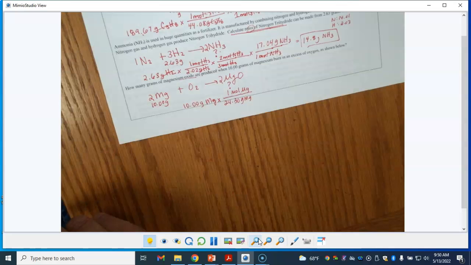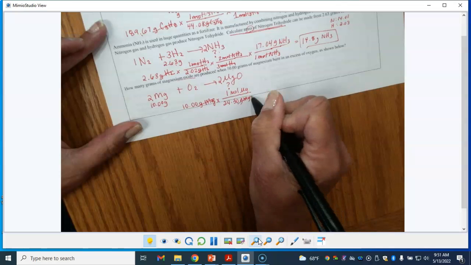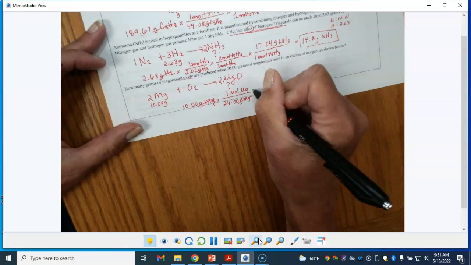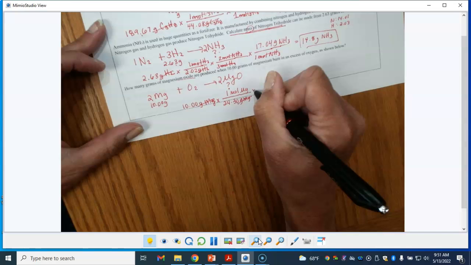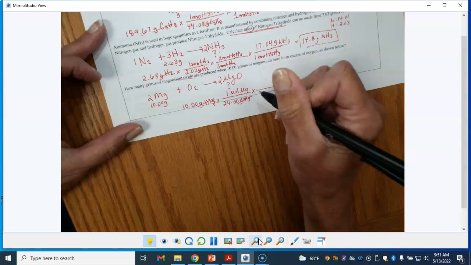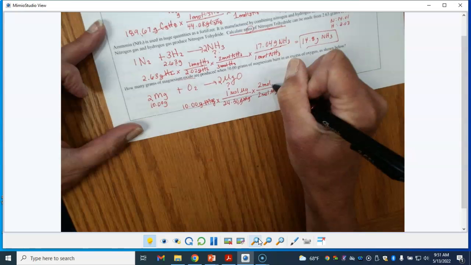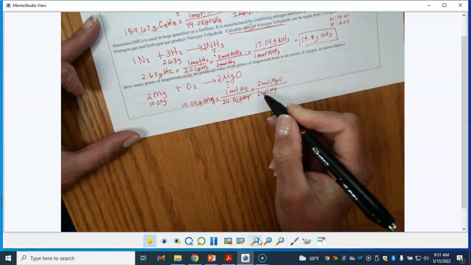Pretty sure it's 24.30, but let me double check since I have terrible memory. 24.30, I'm correct. Okay, grams of magnesium are gone. I'm sitting at moles of magnesium. This is the point that I go to my equation. I look at my mole ratio. I have a 2-to-2 ratio. So 2 moles of magnesium is the same as 2 moles of magnesium oxide. Moles of magnesium are gone. I'm sitting at moles of magnesium oxide.